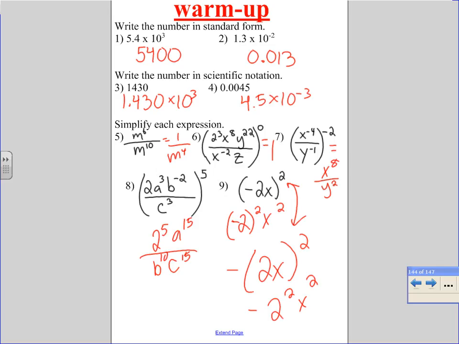No. Do exponents, get rid of the parentheses first. Remember, get rid of those parentheses first, and you do that by distributing the exponent. So if that negative's in front, basically just leave it there. Don't do anything with it. Annalise?